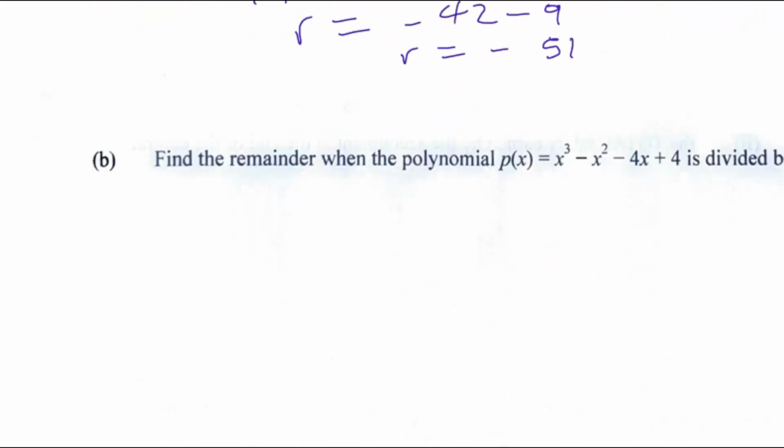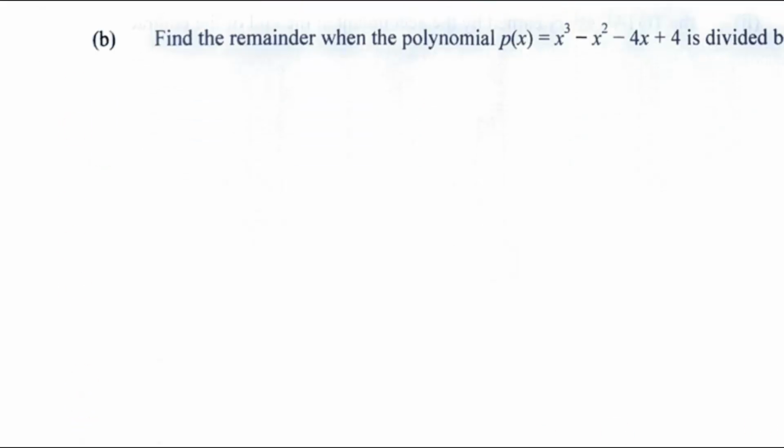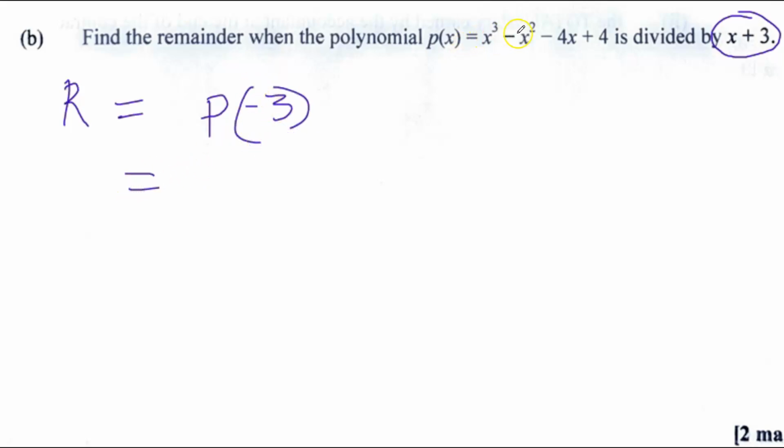Alright, let's move on to question 2, part B, which is a remainder theorem problem. Find the remainder when the polynomial, and we're given the polynomial, is divided by x plus 3. Alright, so to find the remainder r, it is equal to p of, just change the sign of the constant, so it's p of minus 3. So we substitute minus 3 for x in all the x terms here.